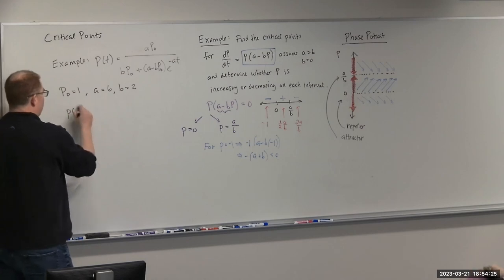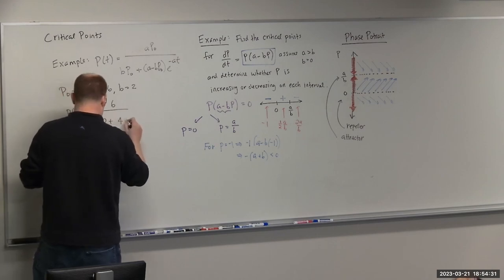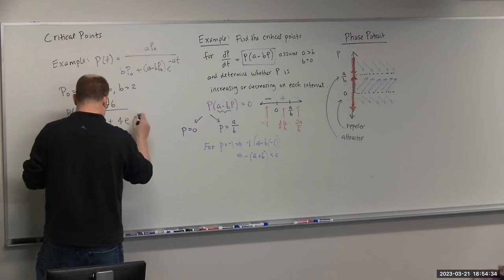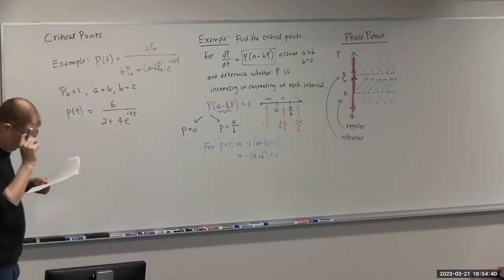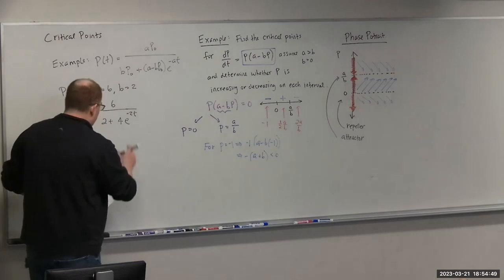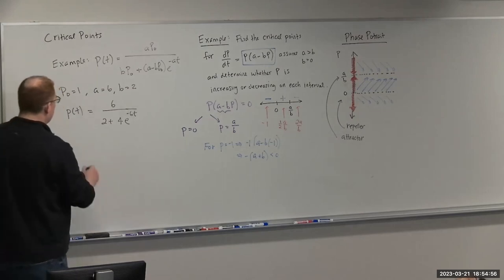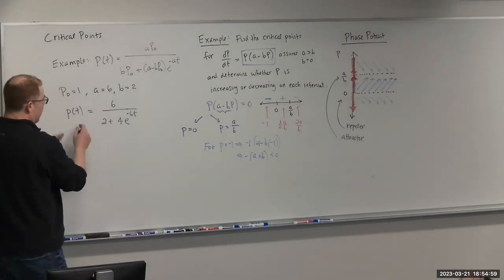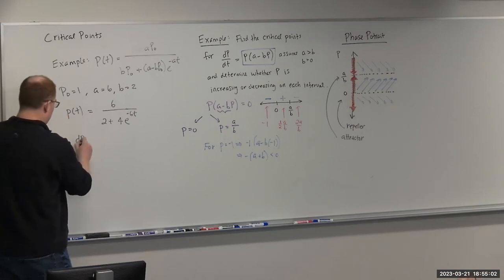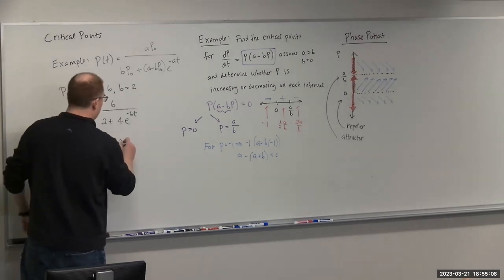So for these values, we're going to have six, minus a minus 2t. Oh, 18, sorry, 60. So 60. Sorry, a is six. All right, so this is our solution, the solution to this. A was six, and b we're assuming was two.